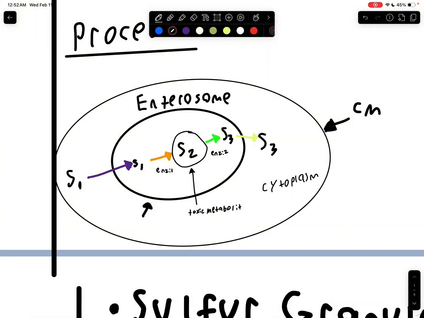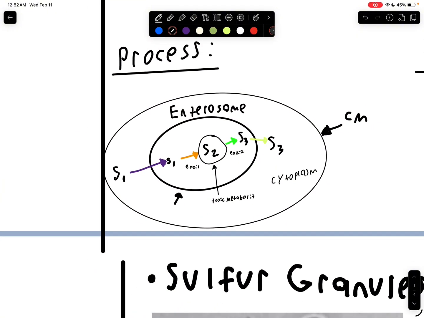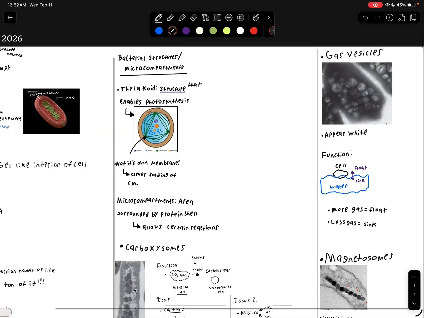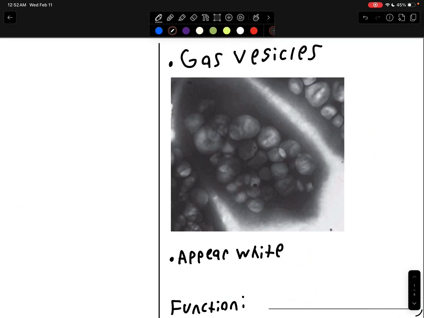And then you bring in another enzyme into the enterosome, and that will create substance 3. And we end up with substance 3 in the cytoplasm, which is what we're looking for. So now that we understand that, there's also a few more, right? This one is a little bit simpler.